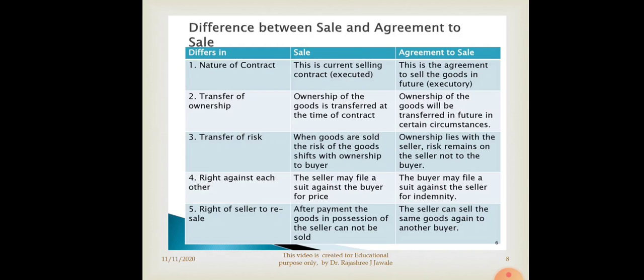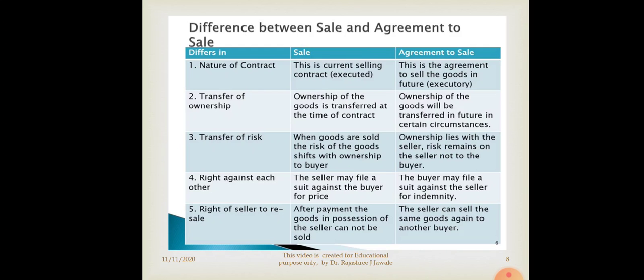Right of seller to resale. In contract of sale, after payment, the goods in possession of the seller cannot be sold. So here, when payment is given, goods in possession of the seller cannot be sold. When the buyer has given money to the seller in respect of those particular goods, the seller cannot sell that item. The seller cannot resell that particular property for which the buyer has given the money.